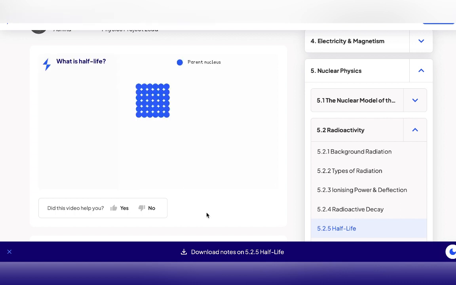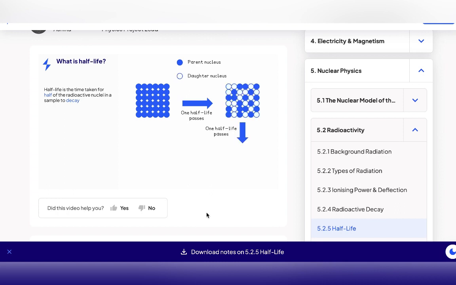Half-life is the property of radioactive isotopes. It is the time it takes for half of the radioactive nuclei in a sample to decay. An alternative definition is the time it takes for the activity or count rate of a sample to decrease by half. These blue circles on the right represent a sample of radioactive parent nuclei. After one half-life passes, half of these have decayed to the daughter nucleus. After another half-life passes, half of the remaining parent nuclei decay again, and so on.